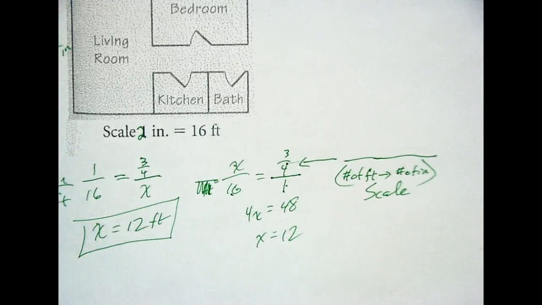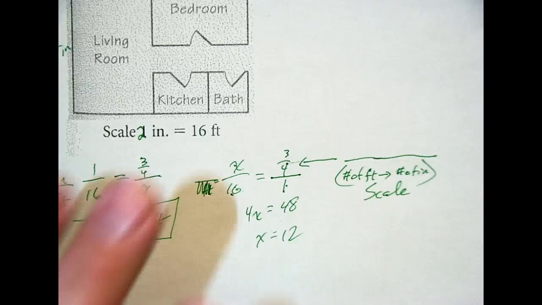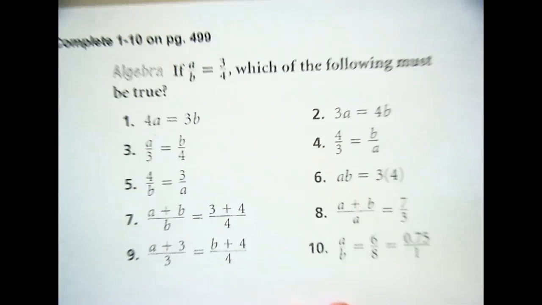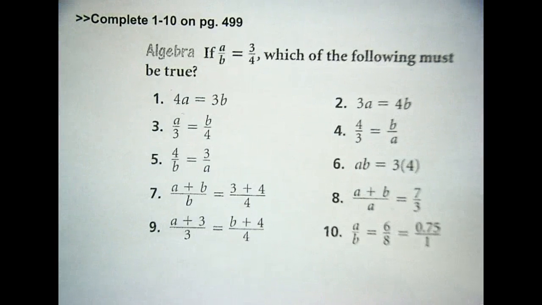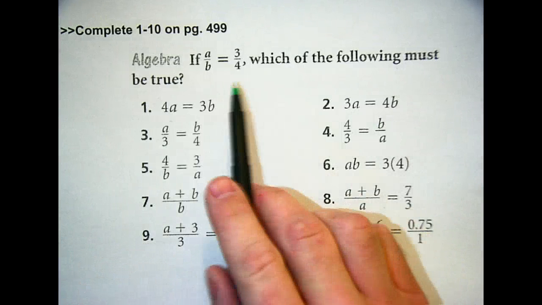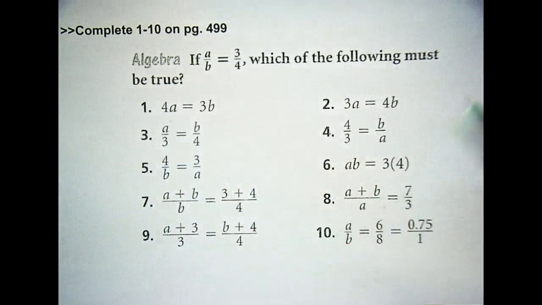All right, questions? That's going to kind of come into play on what we're doing right here. This is page 499, 1 through 10. If AB is equal to 3/4, which of the following must be true? All right, work with your groupies. You get 10 minutes. Go.